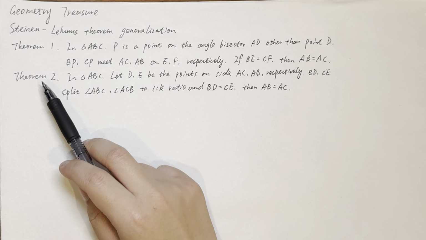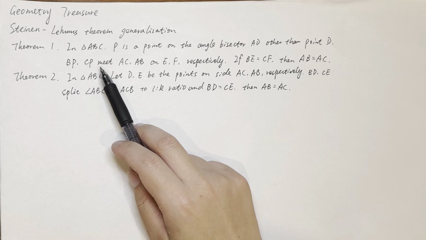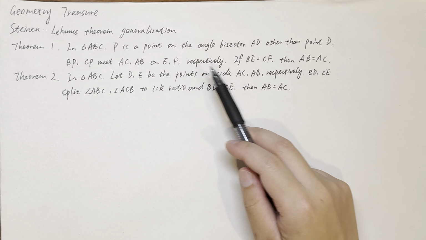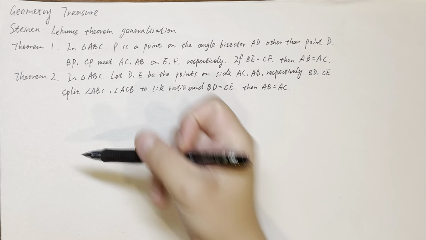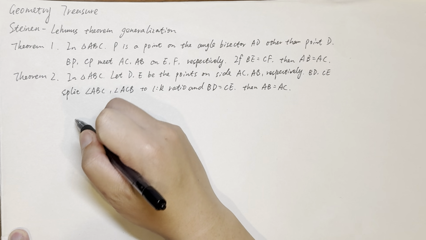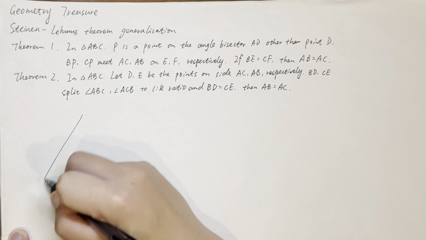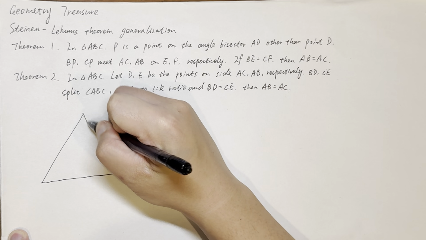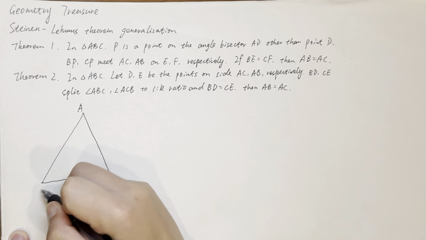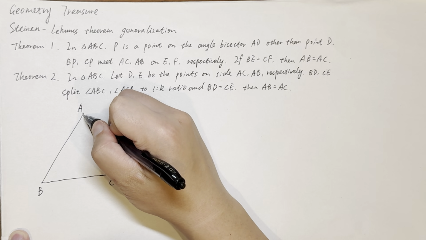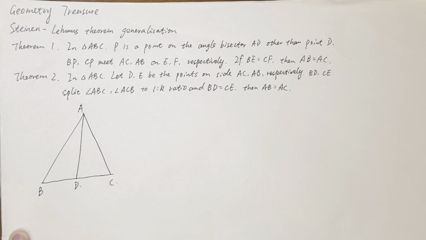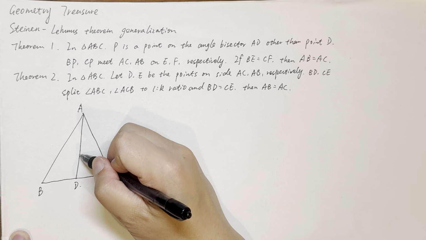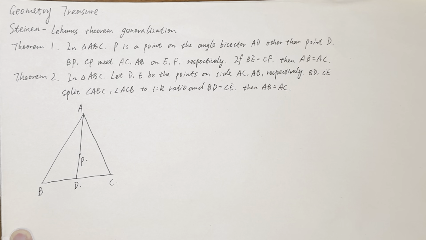So theorem 1: in triangle ABC, P is a point on the angle bisector AD other than point D. Let's just draw the figure. We have triangle ABC here, and we know that AD is an angle bisector, and P is another point on AD.